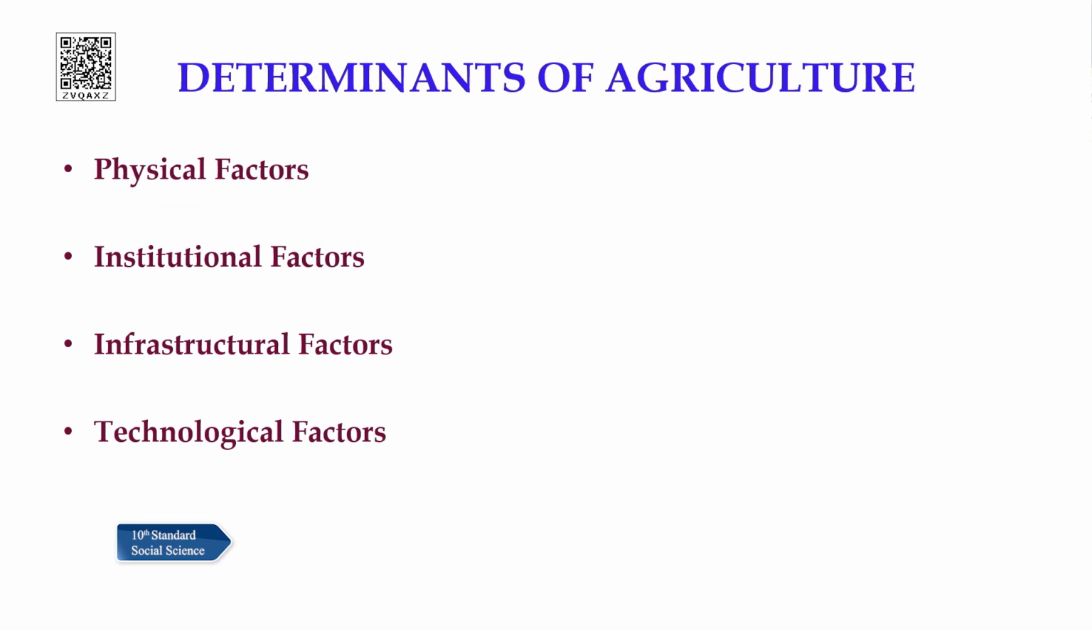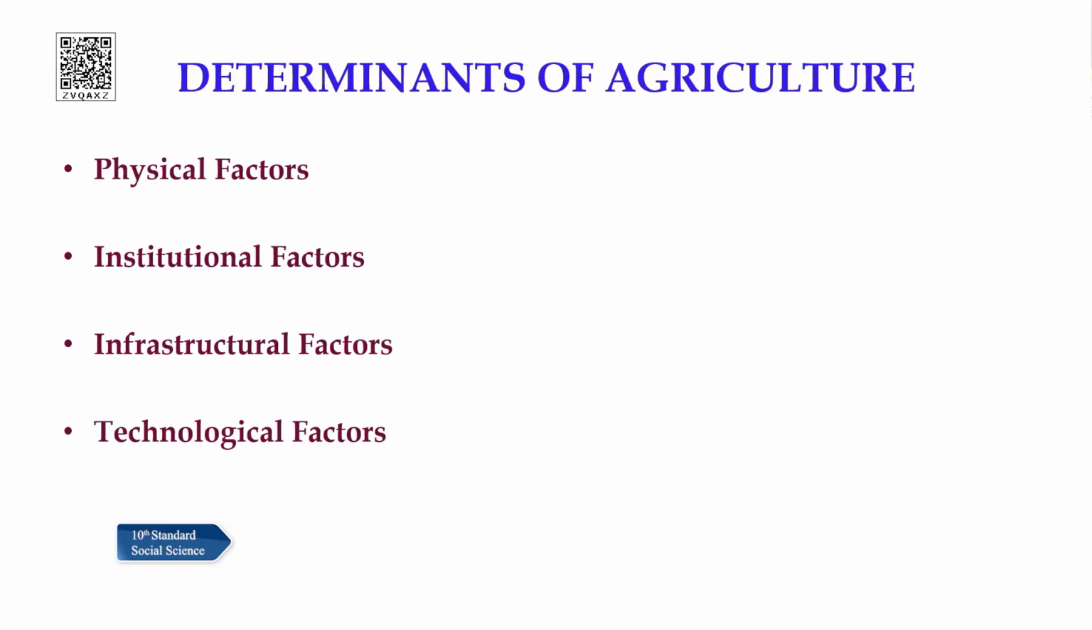Next, we have got institutional factors. Here we have to see what type of land holding the farmer has got. Third one, we have got infrastructural factors. In this, we have to see whether the farmer has got irrigation facilities, market, whether he has got transport facilities. The last one, technological factors. Here we see the use of high yielding varieties of seeds and chemical fertilizers and pesticides.